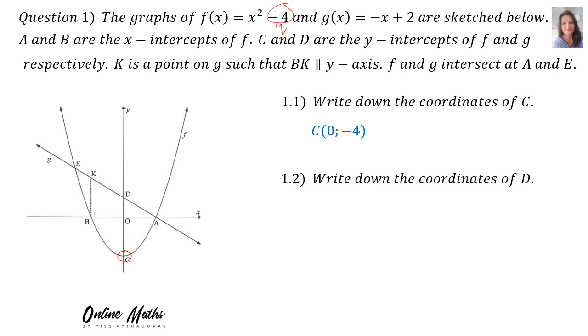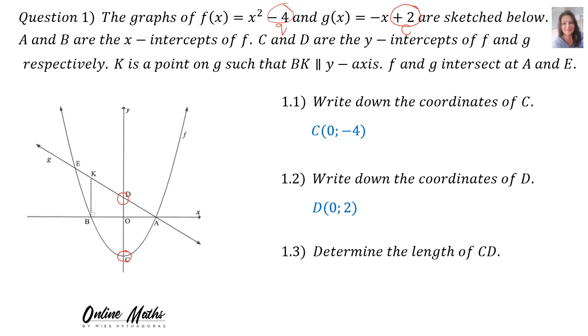Question 2. Write down the coordinates of D. Now what is happening at D? D is the y-intercept of the straight line. And can you remember when you go to g of x here, the general formula for a straight line is y is mx plus c. The c is this plus 2. And that means it's the y-intercept. Therefore, the coordinates of D will be the point 0 and 2. Why 0? Because it's the y-intercept and the rule is y-intercept makes x 0.